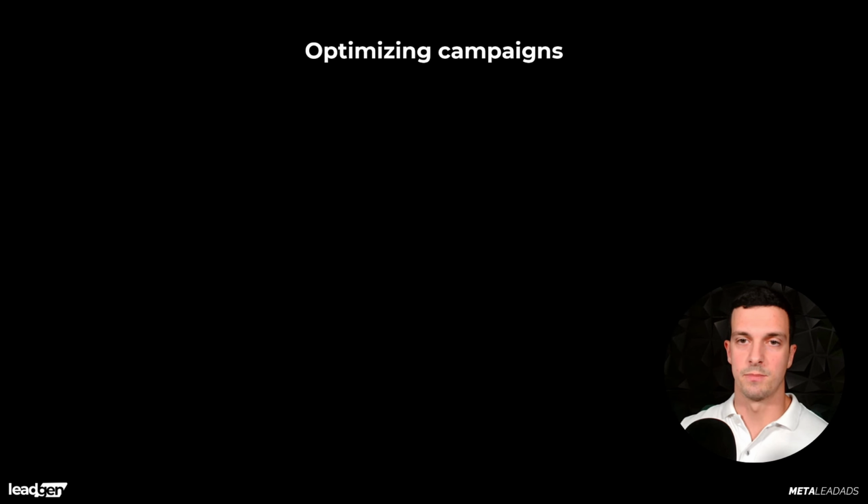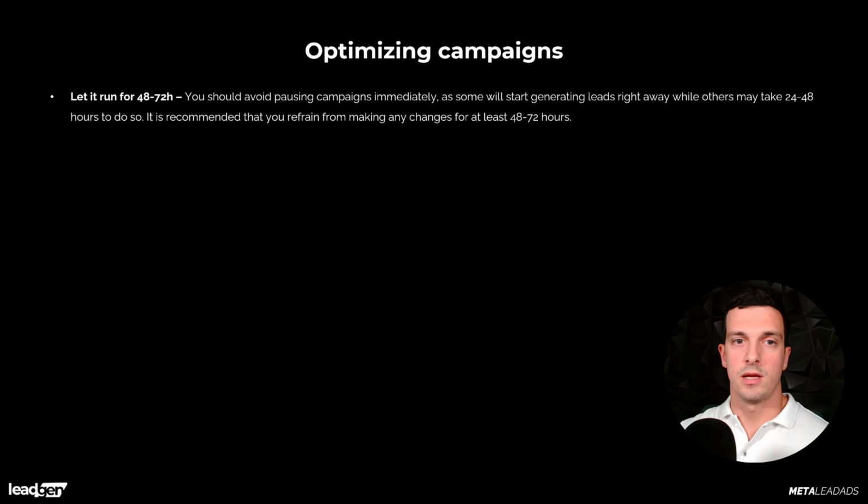Next is optimizing campaigns. Let it run for 48 to 72 hours. You should avoid pausing campaigns immediately, as some will start generating leads right away, while others may take 24 to 48 hours to do so. It is recommended that you refrain from making any changes for at least 48 to 72 hours. So when you launch your campaigns, don't be the type of person, which is hard to do, right, that goes every 5 minutes, refreshes things, to see if there are some leads, if something's happening. Just relax, let it run for 2 or 3 days.